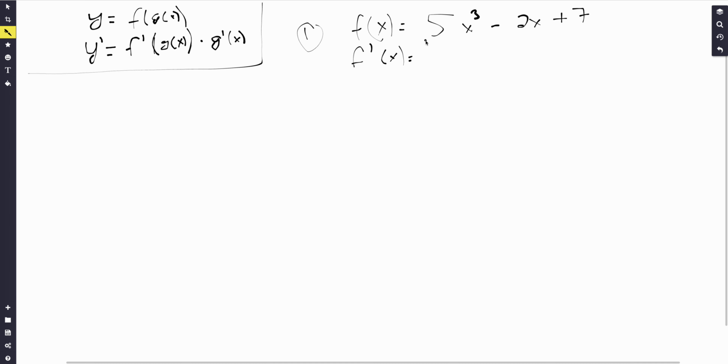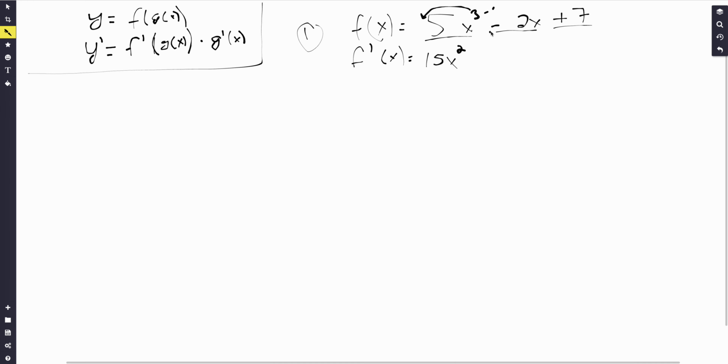So take these terms separately. Take this one, and this one. Okay, so let's just focus on 5x cubed. What we would do again, bring the 3 here, multiply it to the 5, so 3 times 5 becomes 15, and then subtract 1 here, so it becomes x squared.